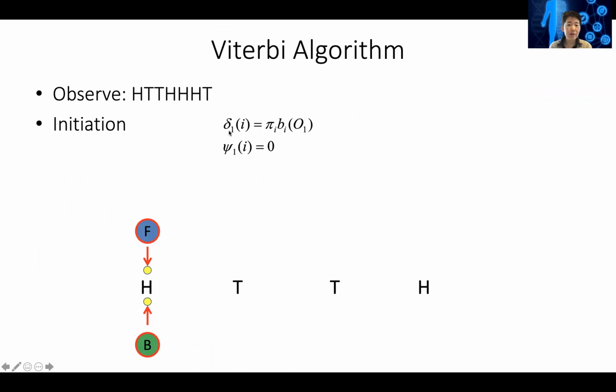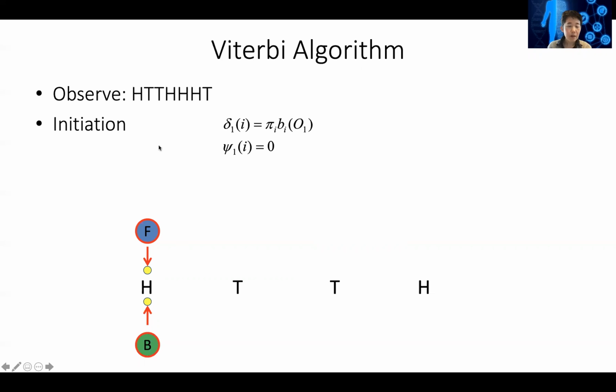Instead of keeping track of alpha and beta numbers, here we're using a delta number and a psi number. The delta keeps track of the maximum probability of using a fair coin, or a particular coin, in order to get to this point. The psi is a pointer to keep track of how I got here. I'll show you how to do this.